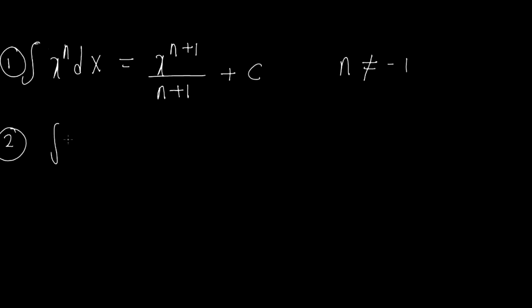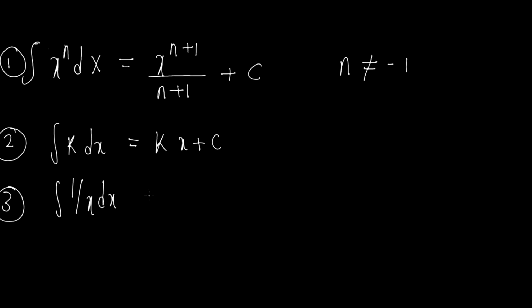Another one is the integral of k dx, where k is a constant this time. So this one is equal to kx plus c. Another one is the integral of 1 over x dx. So the integral of 1 over x is equal to ln of the absolute value of x, plus c.